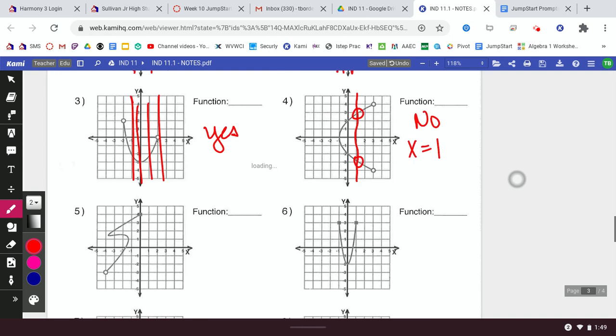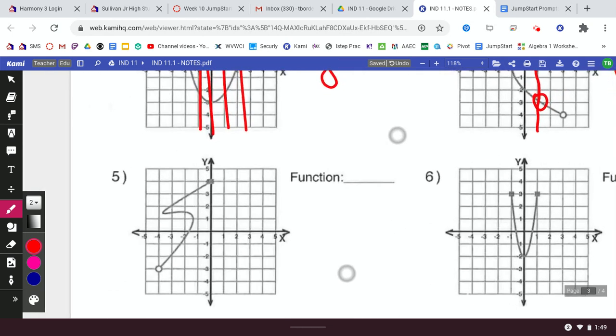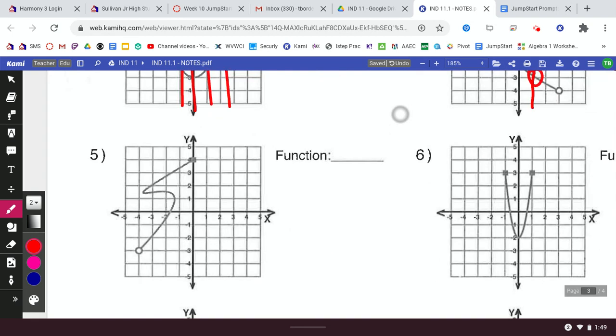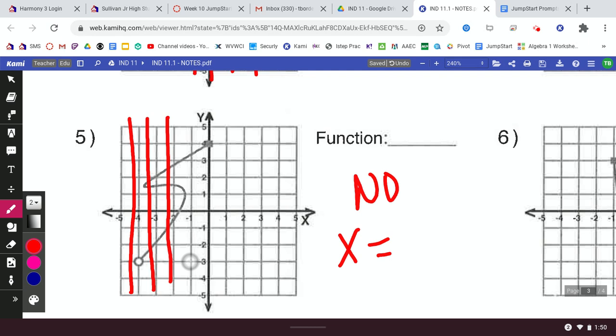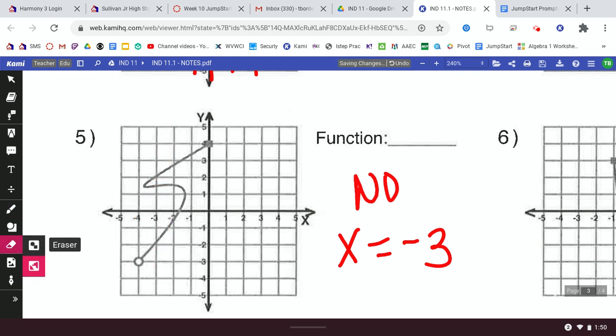Okay? How about Emma Kate, number 5. Function or no? Okay, so if I draw a vertical line, do I ever have a spot where it hits twice? Okay, not a function. Tell me an offender. Tell me one of those vertical lines where it hits twice. Yeah, right here. If you look at negative 3, right here, it hits 1, 2, 3. So it really messes it up. So at X of negative 3 is one place where it fails the vertical line test. Very good.